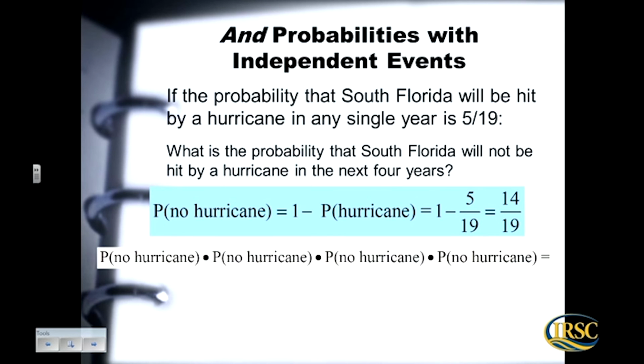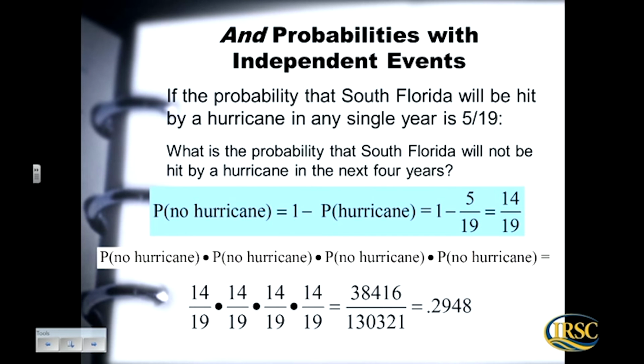Okay, so taking that 14 over 19 and multiplying it times itself 4 times. As a fraction, we get 38,416 over 130,321. And as a decimal, rounded correctly, that is 0.2948.